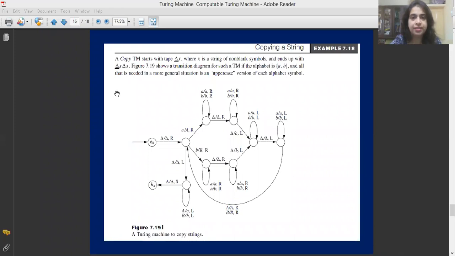So let's start with this example again. We have this copying machine, as I said. So how do we copy the contents? As I said, it's something like this. We have a string A, B, B, and the successive blanks here.